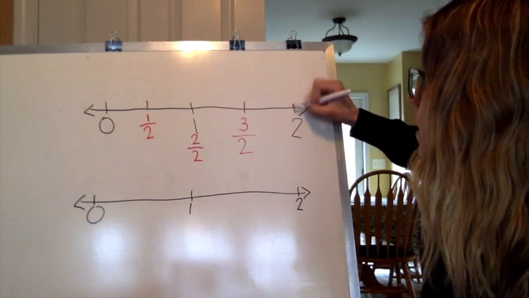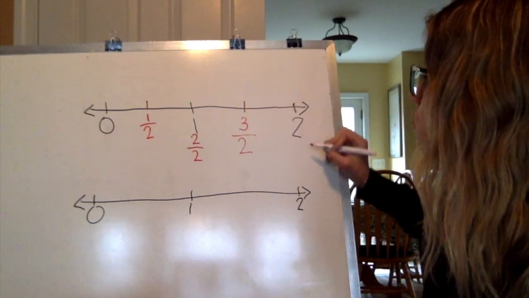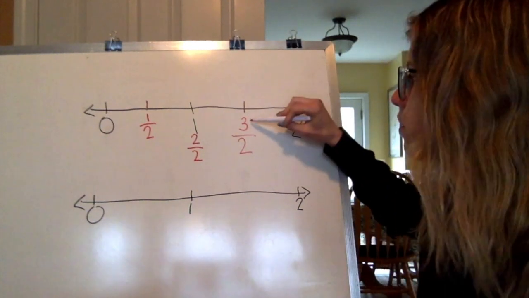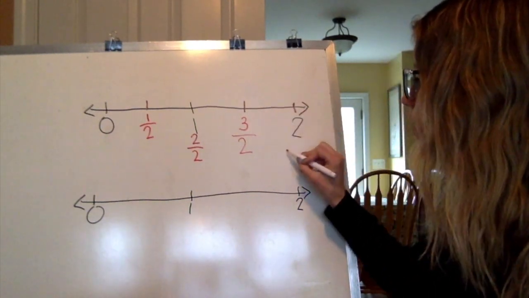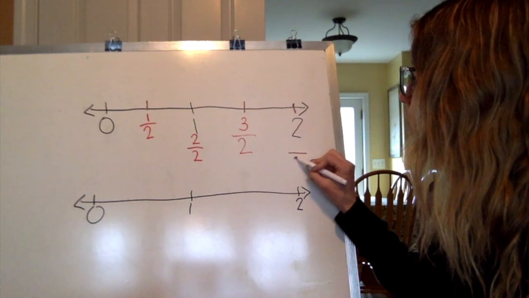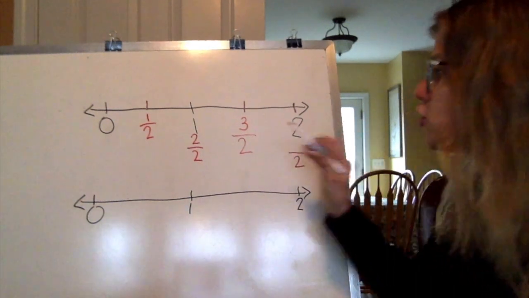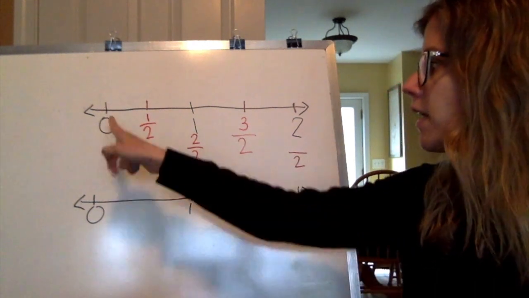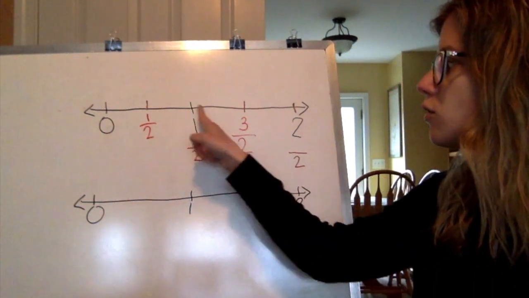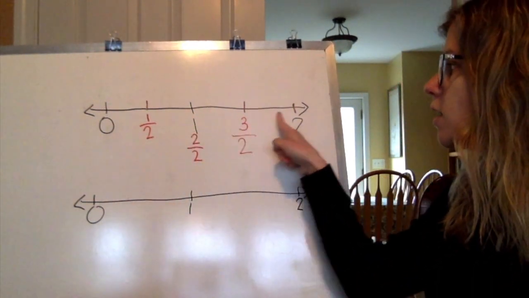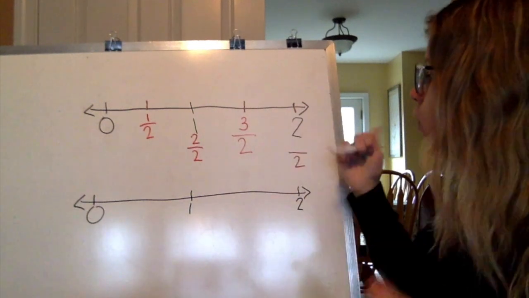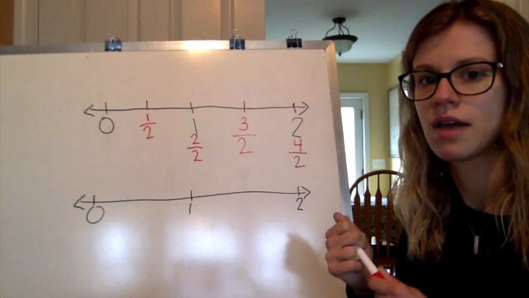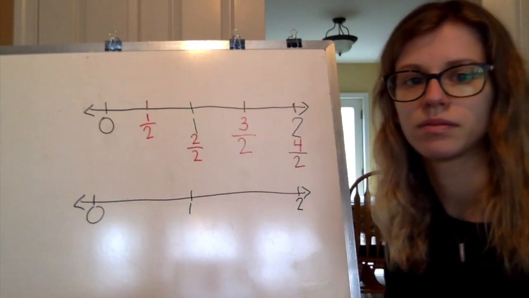He would be right here at the 2. What would my fraction be to show that? If this is 3 over 2, I know my denominator is still going to stay 2 because that's how many parts of my whole. You went 1, 2, 3, 4 half blocks.